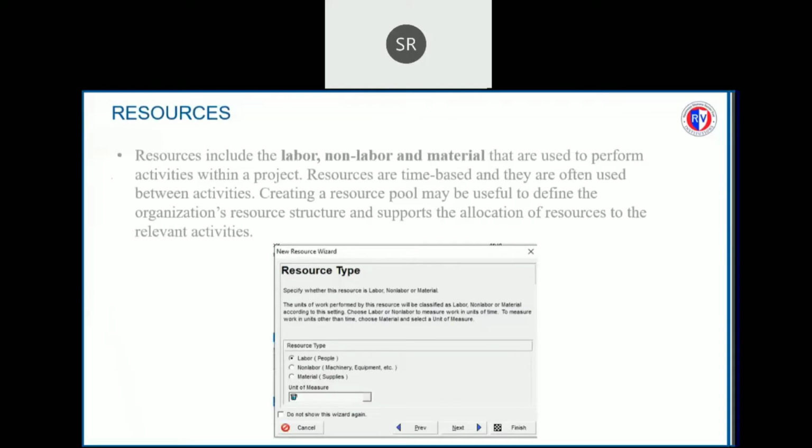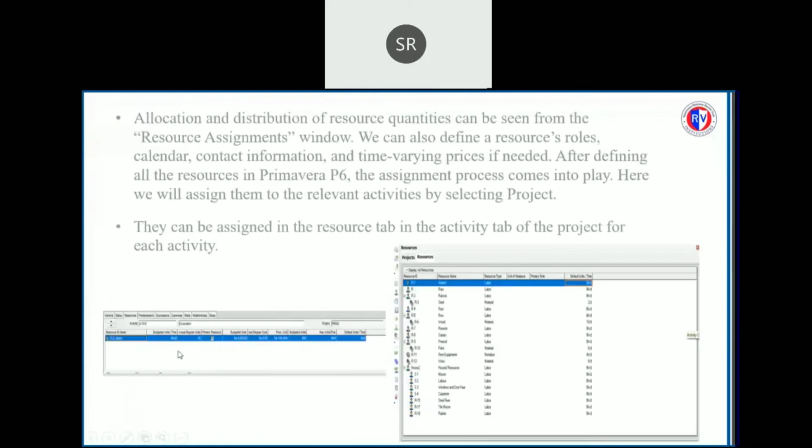After assigning the activities, it is next our duty to assign the resources for each activity. Resources include labor, non-labor, and materials, which are used to perform activities within a project. Allocation and distribution of resource quantities can be seen from resource assignments window. You can also define a resources rule, calendar, contact information, and time varying prices if needed. This is the resource allocation window, and this is the resource allocated for each activity.